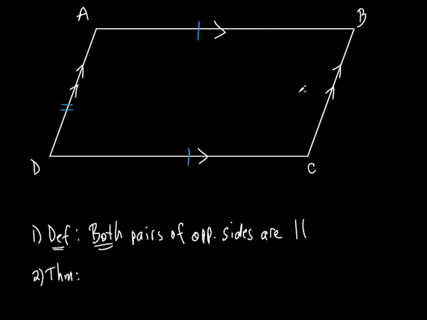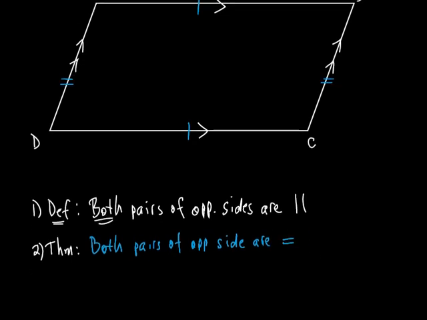It's not by the definition, but it's just a theorem. Okay, a theorem tells us this. So let's say that both pairs of opposite sides are equal, or you could say congruent, whatever. You okay with that? All right, let's see what else we might be able to say about this.